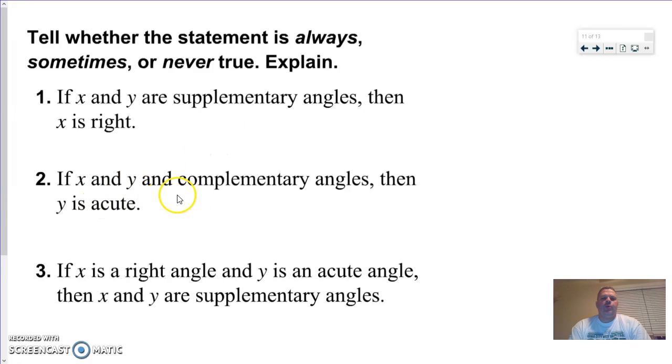Number 2, if x and y are complementary angles, then y is acute. If they are complementary, they have to add up to 90. Therefore, y is always going to be acute. If x is a right angle and y is an acute angle, then x and y are supplementary angles. If x is 90 and y is less than 90, they cannot equal 180. So that would be never.